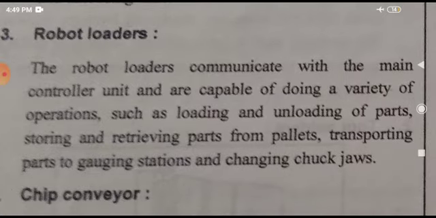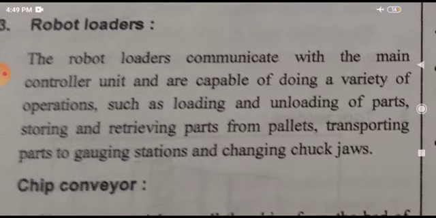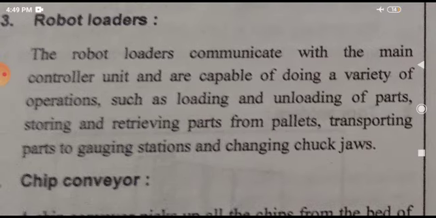Next one is robot loaders. The robot loaders communicate with the main control unit and are capable of doing a variety of operations such as loading and unloading of parts, storing and retrieving parts from pallet, transporting parts to gauging station and changing chuck jobs. Okay, these are the functions of robot loaders.